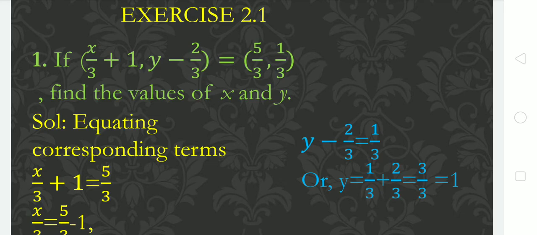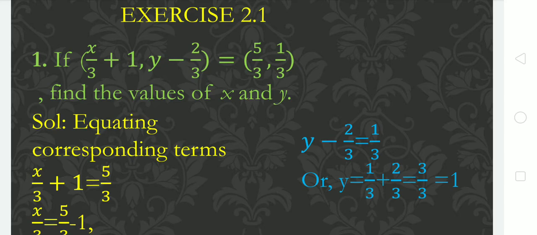Let us discuss Exercise 2.1. If x by 3 plus 1 and y minus 2 by 3, the ordered pair, is equal to 5 by 3, 1 by 3 ordered pair, find the values of x and y. So comparing the corresponding terms, because if two ordered pairs are equal then their corresponding terms are equal.